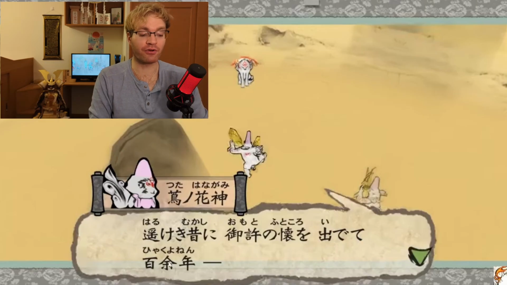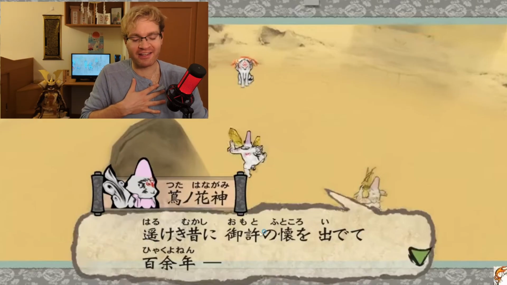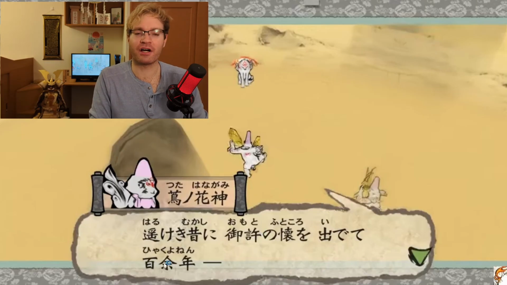And then we have hyakuyonen, which is Chinese loanwords, and just means 100, hyaku, 100. Yo means excessive or more than, and then nen means years. So 100 more years. So more than 100 years, okay? So harukeki mukashi ni, in the distant past, I left your bosom, I left your being, I left you, and it has been more than 100 years.